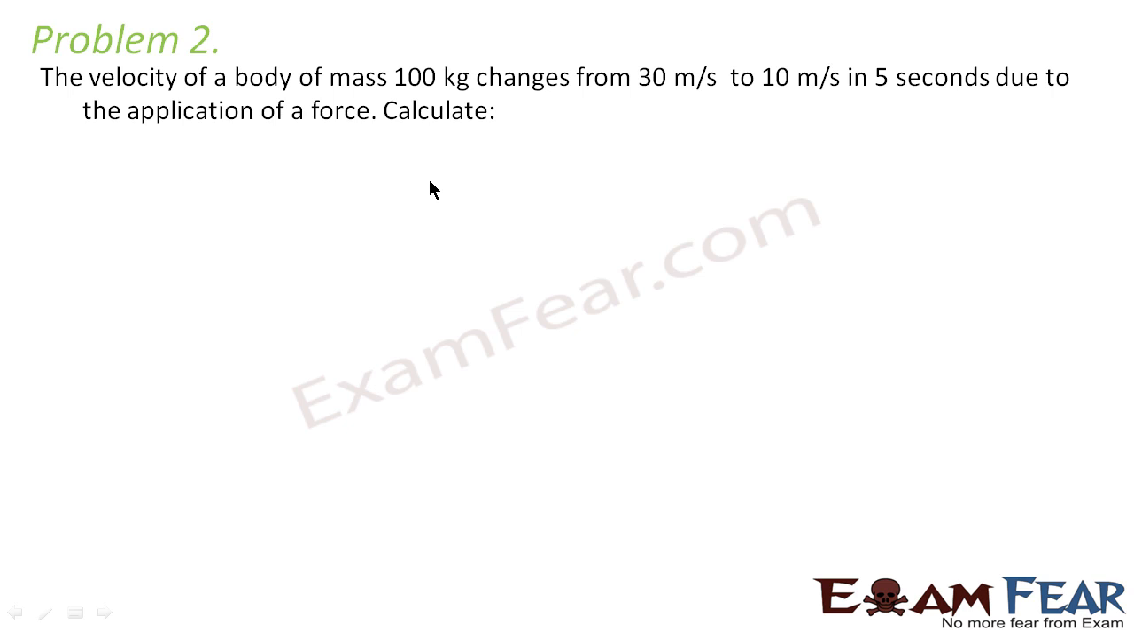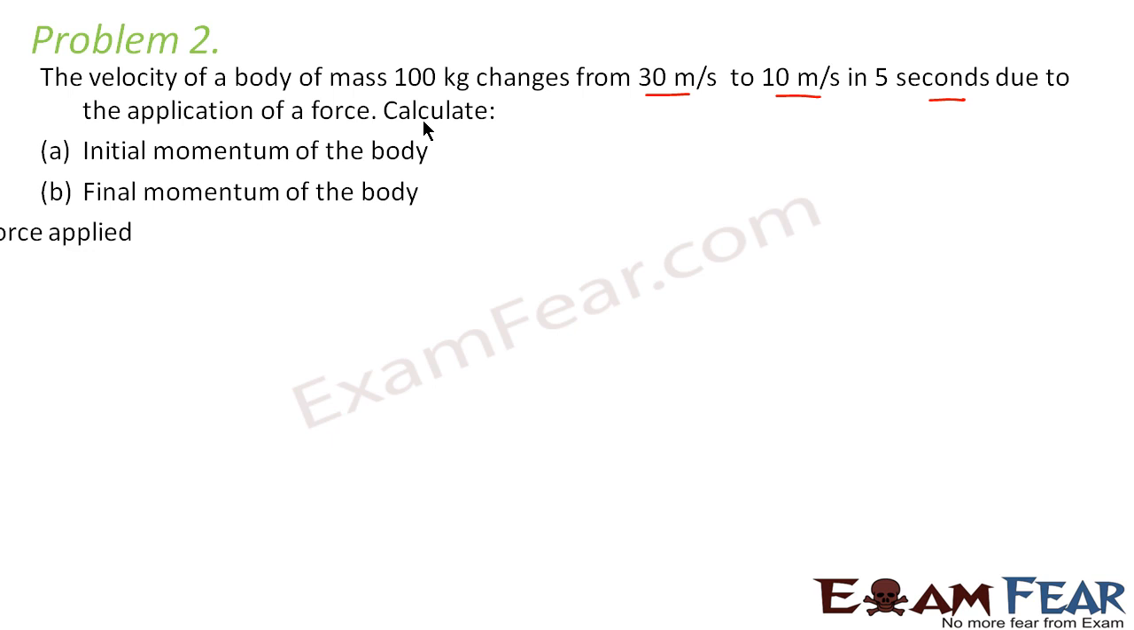The next problem says: the velocity of a body of mass 100 kg changes from 30 meter per second to 10 meters per second in 5 seconds due to the application of a force. Calculate the initial momentum of the body, the final momentum of the body, and the force applied.